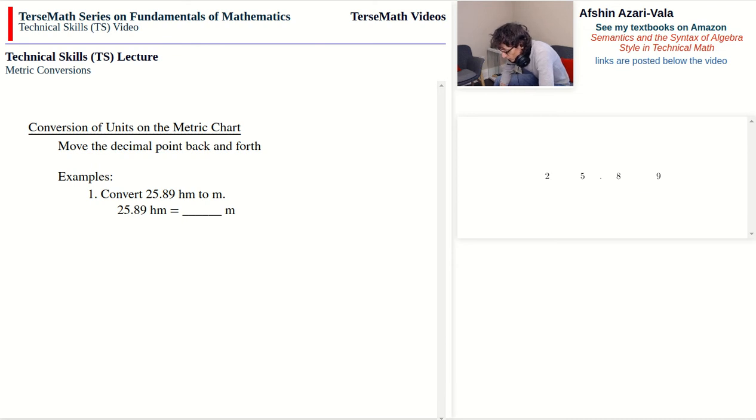And the arrows are also not needed. All you need to do is just visualize the following. This is where hectometer is. And how do you know that it's hectometer going with the decimal point? That's the case always. The given unit goes with where the decimal point is. So this is where we have the hectometer, and then we move forward over 1 digit to get to decameter, and then we move forward over another digit to get to meter. So this is where the decimal point will end, and we get 2,589 meters.